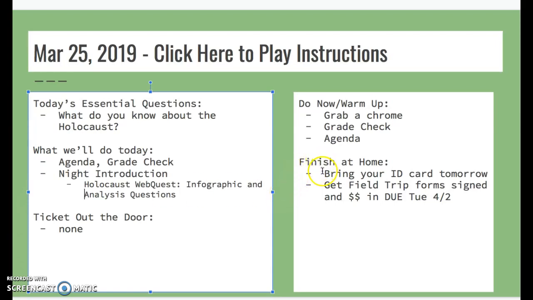For homework, please bring your ID card tomorrow. We're going to check out the book, and then don't forget about the Disneyland and Chapman field trip forms, as well as the money that is due April 2nd, which is coming up soon next week.